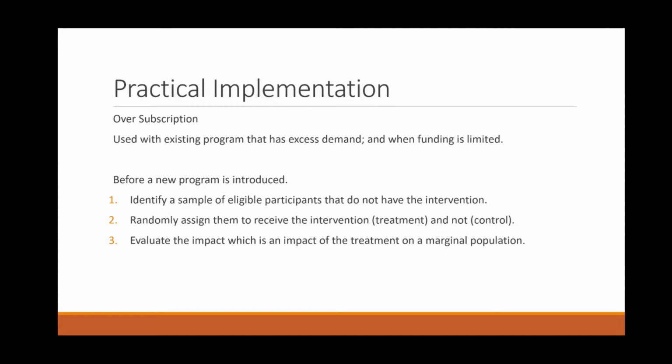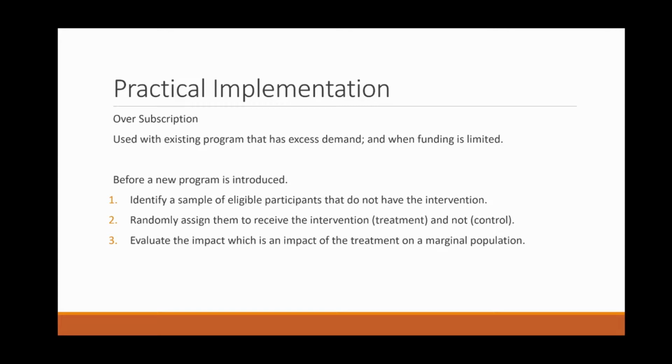It already exists. We want to assess the impact of it. But the program isn't new, so we can't randomly assign who gets it at first. But we recognize something about it. We recognize that there's excess demand for this intervention. There are all these other groups that want to be able to access these loans.